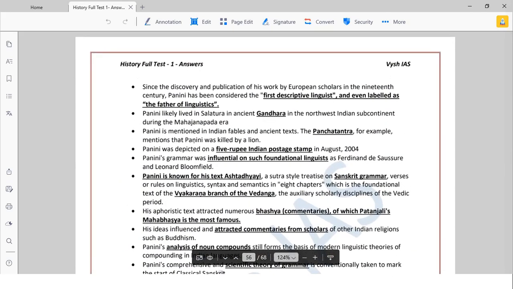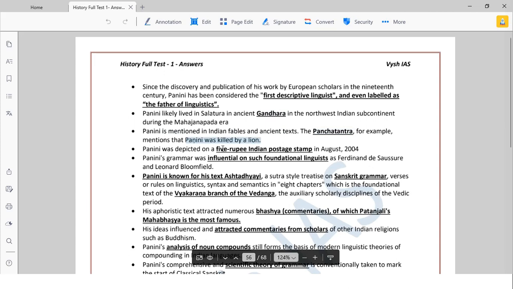Okay. So, since the discovery and publication of his work by European scholars in the 19th century, Panini has been considered the first descriptive linguist and even labeled the father of linguistics. Okay. He lived in ancient Gandhara, which is in Pakistan now. Panini is mentioned in Indian fables and ancient texts. The Panchatantra, for example, mentions that Panini was killed by a lion. Okay, like this, there is a story in the Panchatantra tales.